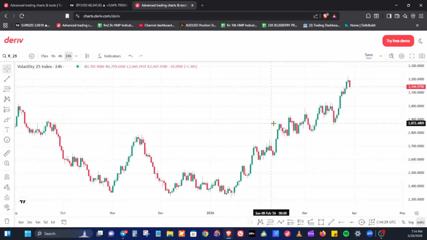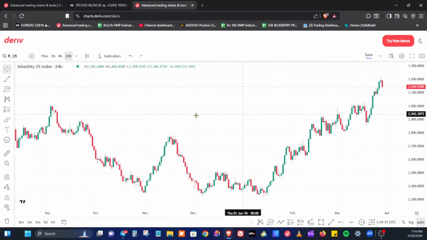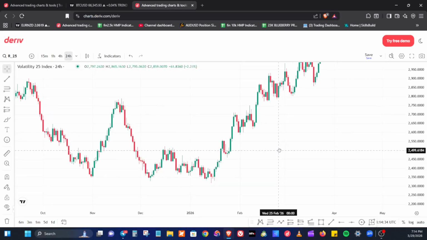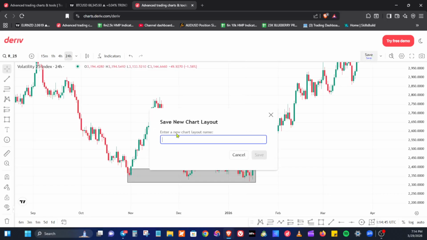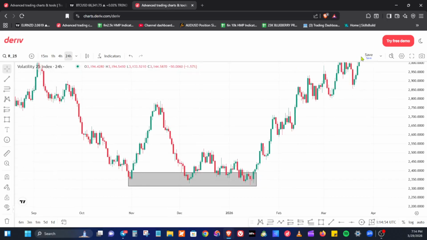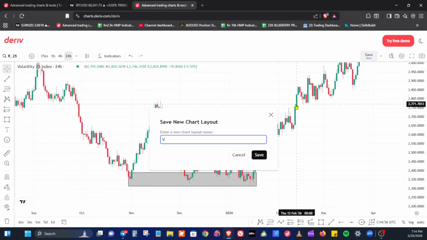Now for saving charts, you can save a chart layout. For instance, this is V25 1s. Let's assume that you have a setup here. You have a setup and then probably you have marked a level and you're expecting price to come from here and you want to save it. So you click on save, and you type the name of the pair you are saving. In this instance it is V25. So you type it and you click on save.